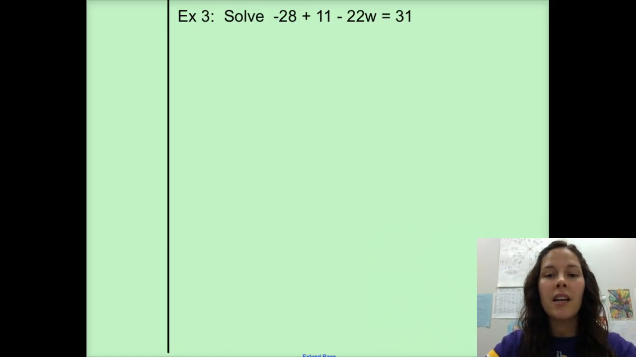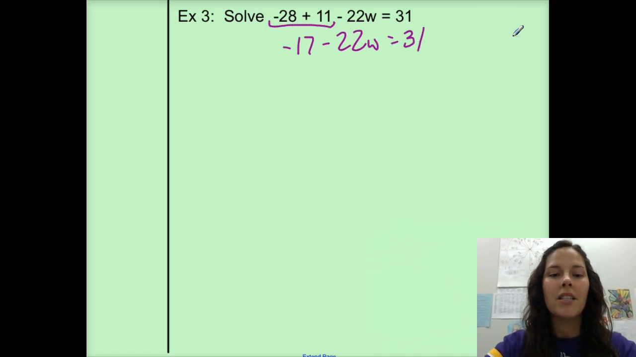We have like terms again on this one. This time our like terms are the numbers instead of the variables. Negative 28 plus 11 is negative 17 minus our 22w equals 31. So next I'm going to cancel that minus 17 by adding it, again using order of operations backwards. Don't lose that negative sign in front of the 22.